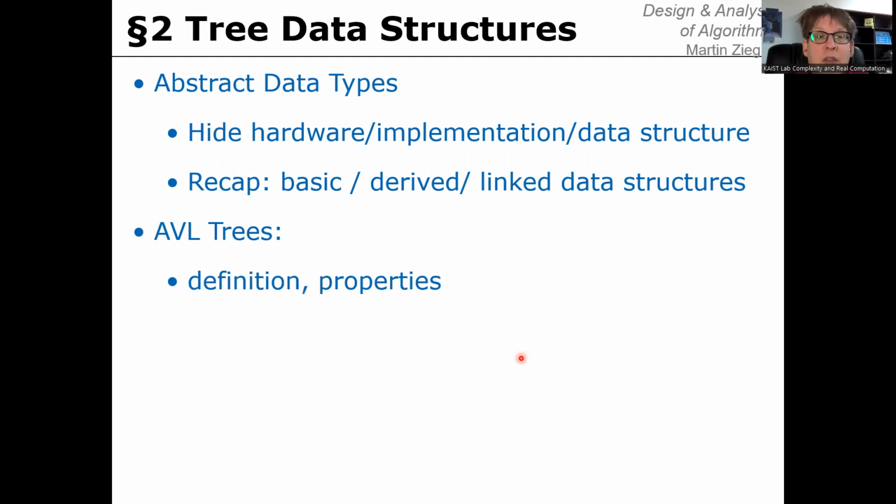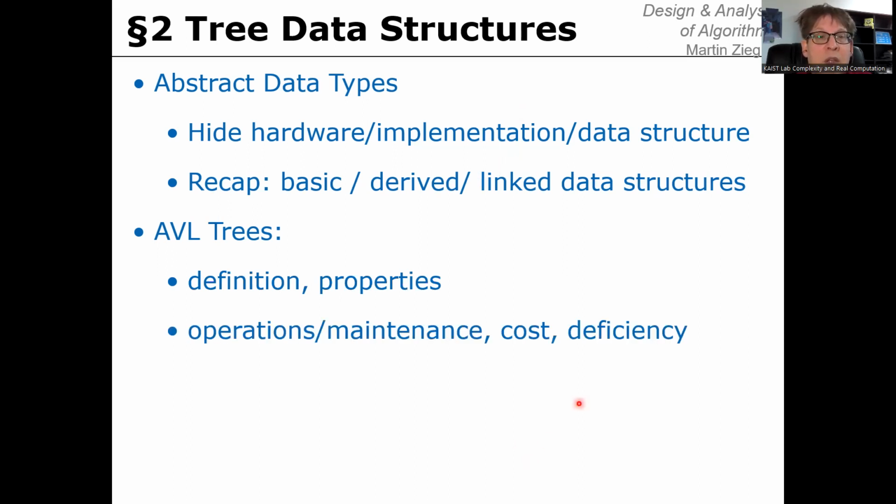So we recall the definition of AVL trees and some quantitative properties, namely on the relation between height and the number of nodes in such an AVL tree. And so today we're going to recall that, and we will consider operations on AVL trees such as insertion and deletion. We will analyze the cost of these operations, and we will end with a deficiency or defect of AVL trees, namely they are not very efficient for merging.